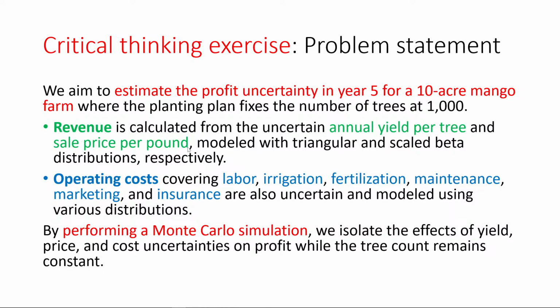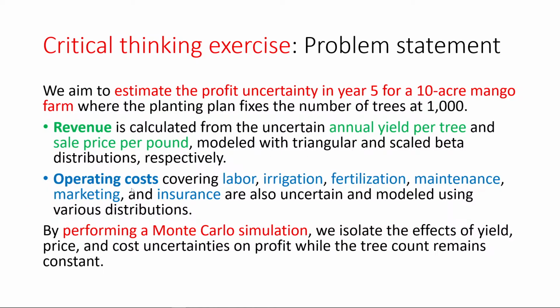Sale price per pound depends on supply and demand, and on the general economic situation. In 5 years from now, that's another big uncertainty. I model these with a triangular and a beta distribution respectively. Why did I select triangular and beta distributions? Mainly because I want to show you these two distributions and how to use them.